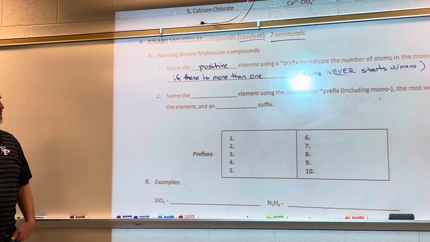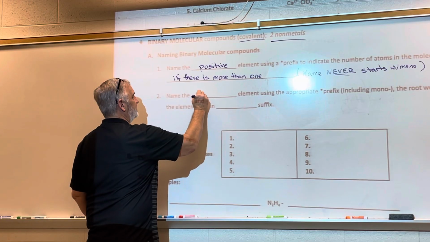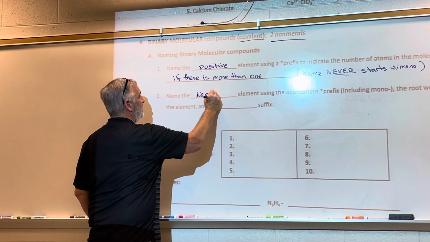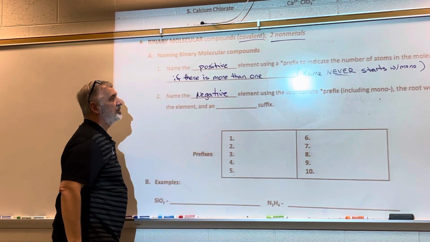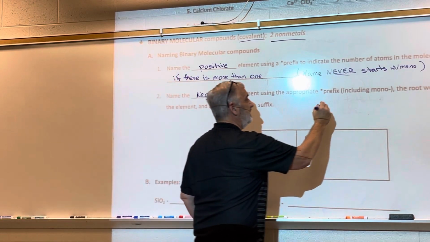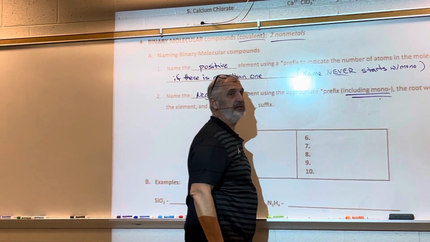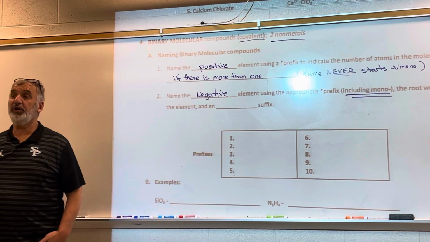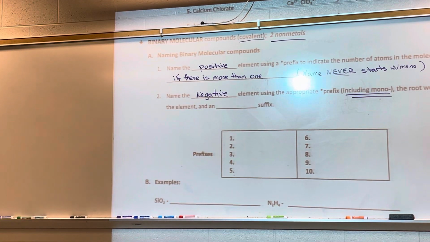Okay? And then we're going to name the negative element last. It's not ion, it's a negative element, with the appropriate prefix. Now notice this one, including mono here. We don't use mono on the first, but we do use mono on the second if there's only one of the second. And when we turn the page, we'll have an example of this.